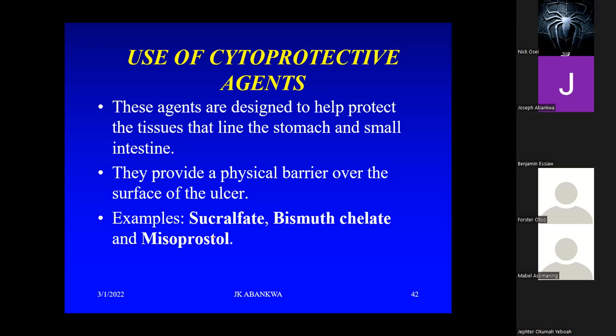So here we have drugs like sucralfate, bismuth chelate, and misoprostol, which is a prostaglandin E2 analogue. I said this one normally deals with the production of mucus, that misoprostol. But with the sucralfate and bismuth chelate, they go in there, attach themselves to the walls lining the stomach tissue, and then they act as a physical barrier against the acid that is being secreted.